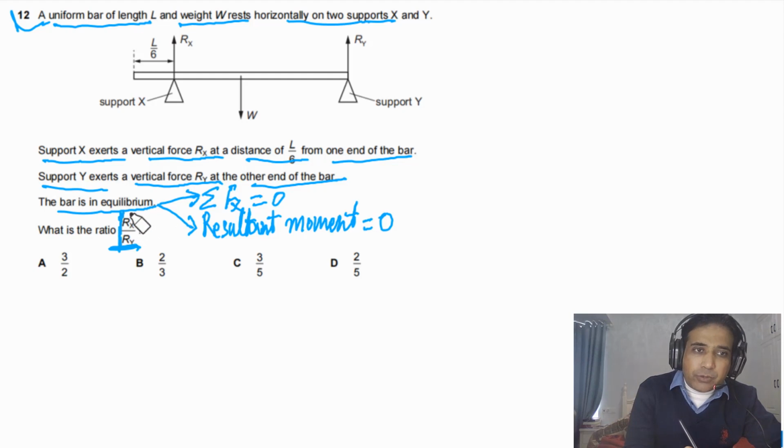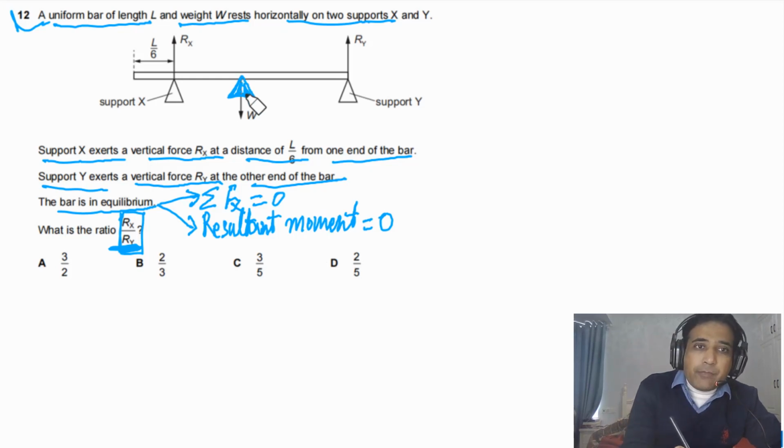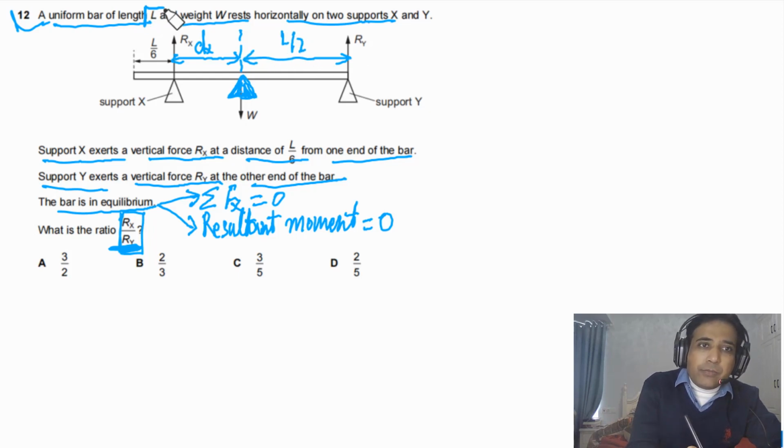We need to find the ratio between these two forces, so we can take our pivot point at the midpoint of the beam. Then we do not need to worry about the weight. Looking at the given options, we don't see weight in the answer, so we should take our pivot point at the midpoint of the beam. Now we need to find this distance. Let's say this distance is dx, and the distance from the midpoint to the end is L by 2 because the length of the beam is L. So how can we find dx?